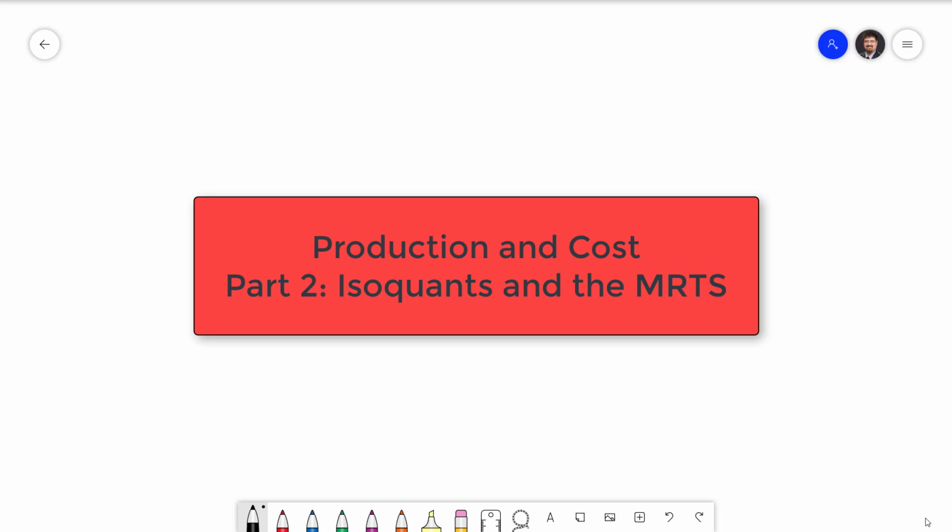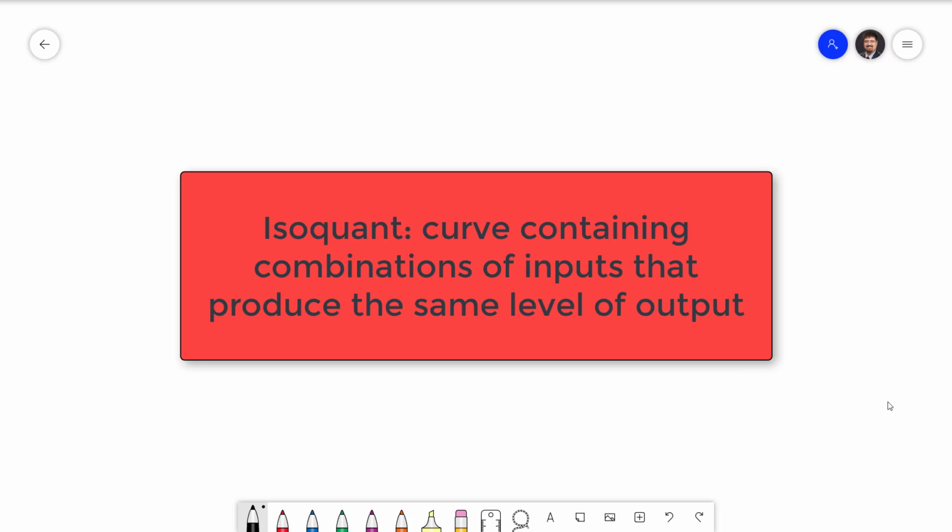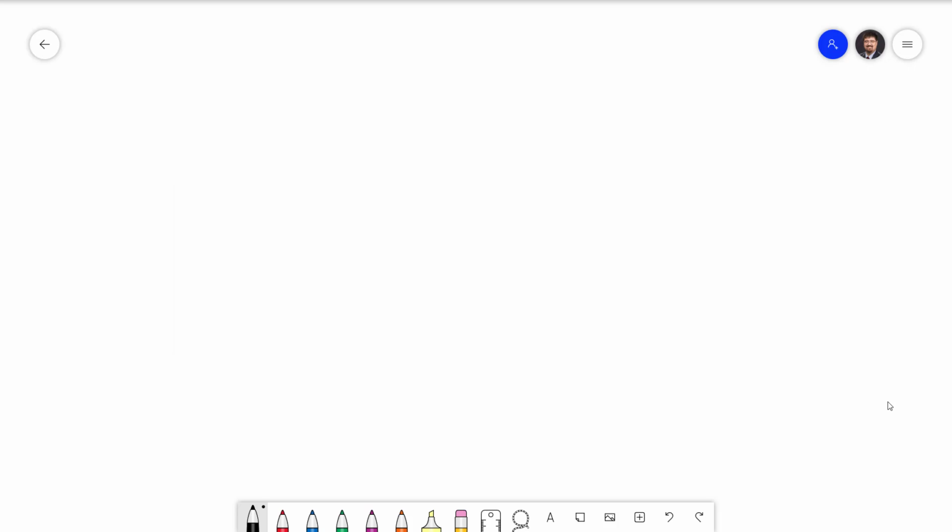In this video, we're going to talk about isoquants and their shape using the marginal rate of technical substitution. An isoquant is a curve that connects the combinations of inputs that yield the same level of output. Isoquants for production functions are analogous to indifference curves for utility functions. Just like indifference curves, there are an infinite number of isoquants for every production function. We have an isoquant for every possible level of production.